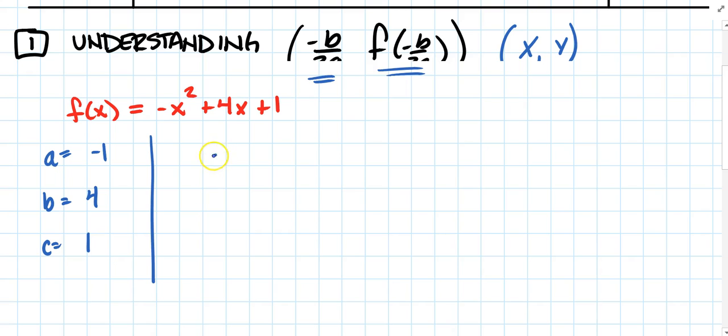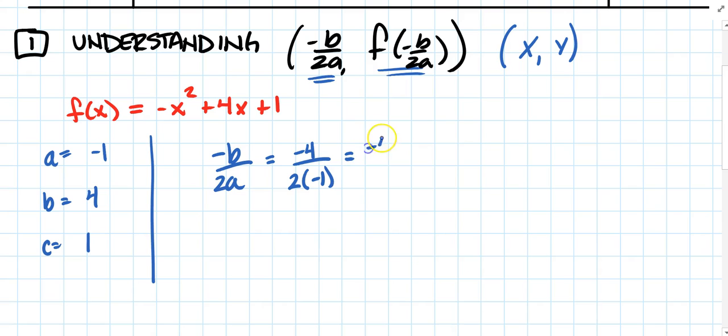Now, I'm going to evaluate negative b over 2a. That's going to give me negative 4 over 2 times negative 1, which gives me negative 4 over negative 2, which is equal to 4 over 2, which is the number 2. Okay, awesome, the number 2. Hopefully this is starting to look familiar to you, or you should notice something.